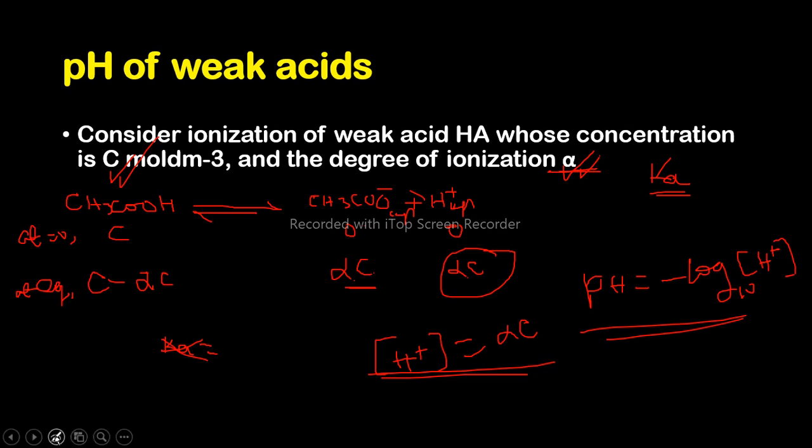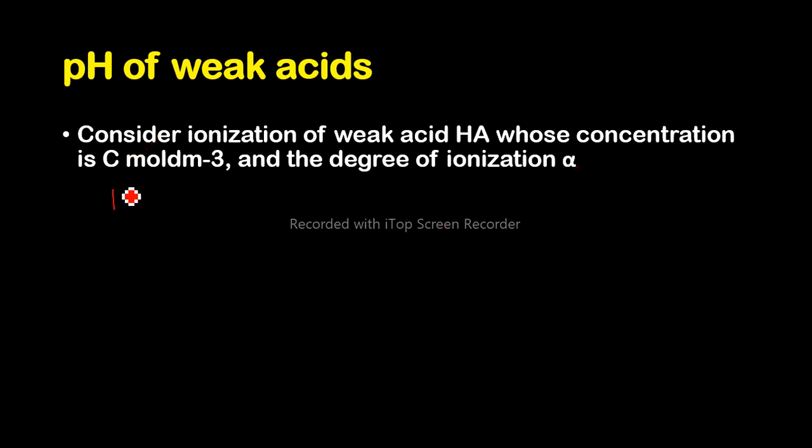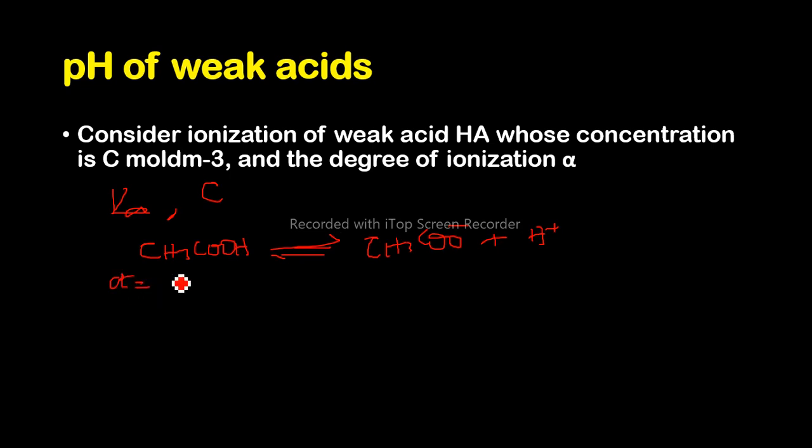Now, how about if you are given Ka and the initial concentration? You can still determine it. From CH3COOH, you have C, and then CH3COO minus plus the hydrogen ions. At T equals 0, initially you will have C and 0 ethanoate ions and 0 hydrogen ions.